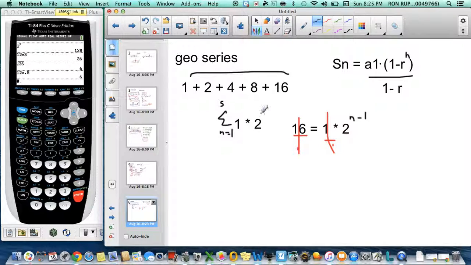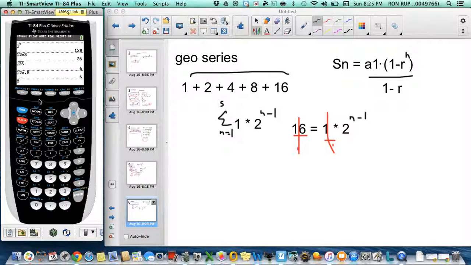Now, when you plug this into a calculator, you have to be careful. So I want to show you alpha F2, summation. We've got first term, and there are 1, 2, 3, 4, 5 terms, and we are going to plug in the explicit formula 1 times 2 to the parentheses x minus 1 in parentheses. Good to go. If you solve this, you can see 31. 1 plus 2 plus 4 plus 8 plus 16 is 31. Awesome. But as you likely know, it's not always that easy.